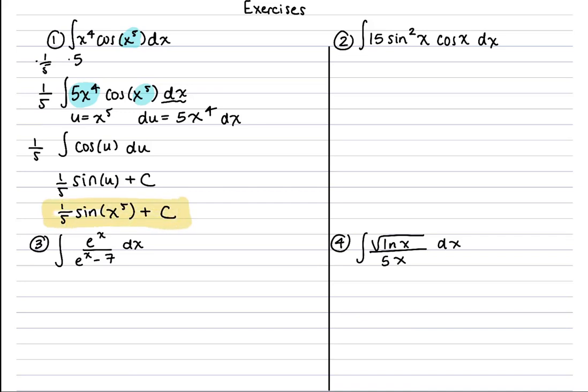Okay, now we're going to do a quick check because this is our first exercise. Let's make sure that when we take the derivative, we get back to the original. The derivative of sine x to the fifth is cosine x to the fifth, chain on the derivative, 5x to the fourth, and that gets us back to our original with the correction factor of a fifth out front. Okay, so let's move on to exercise number 2.